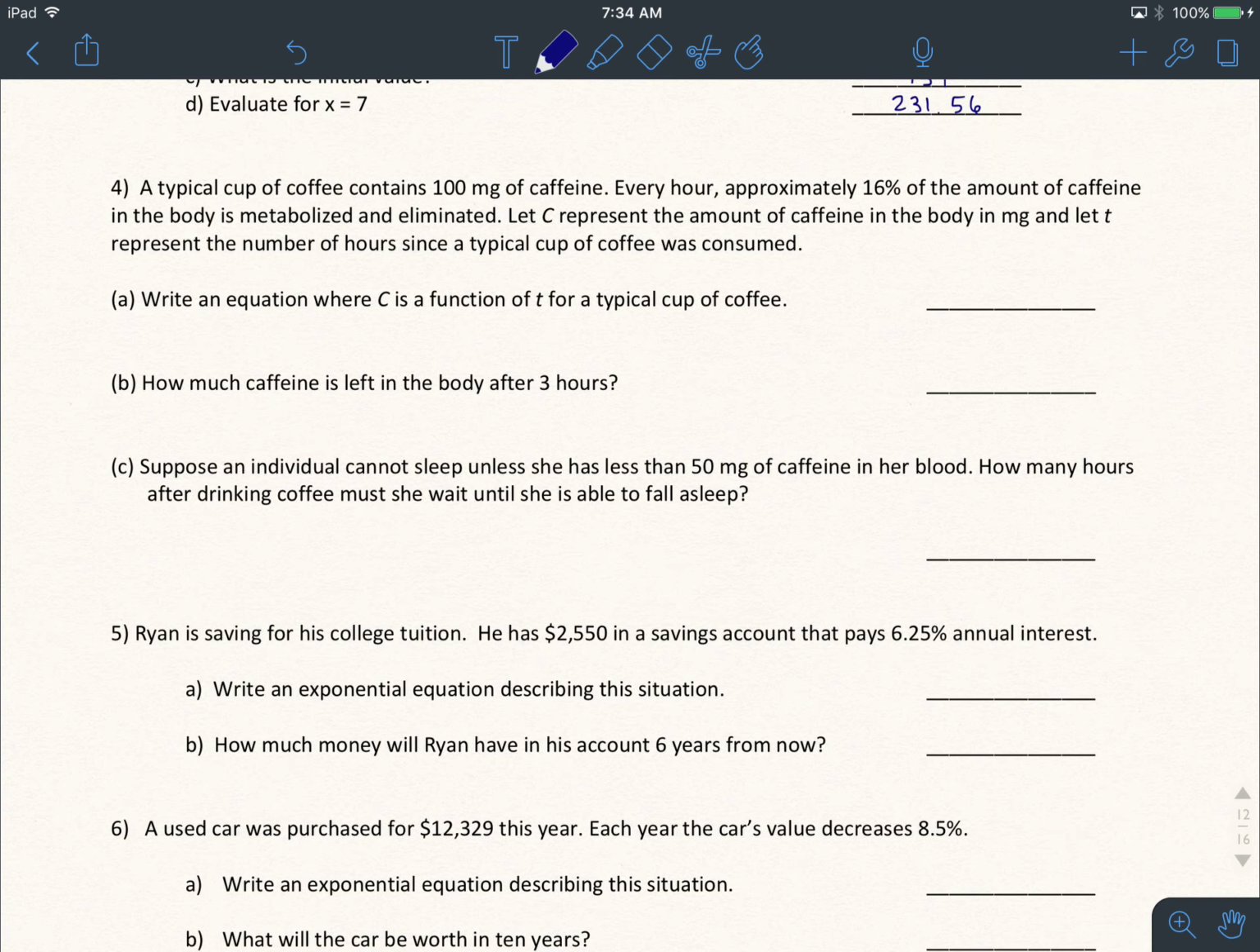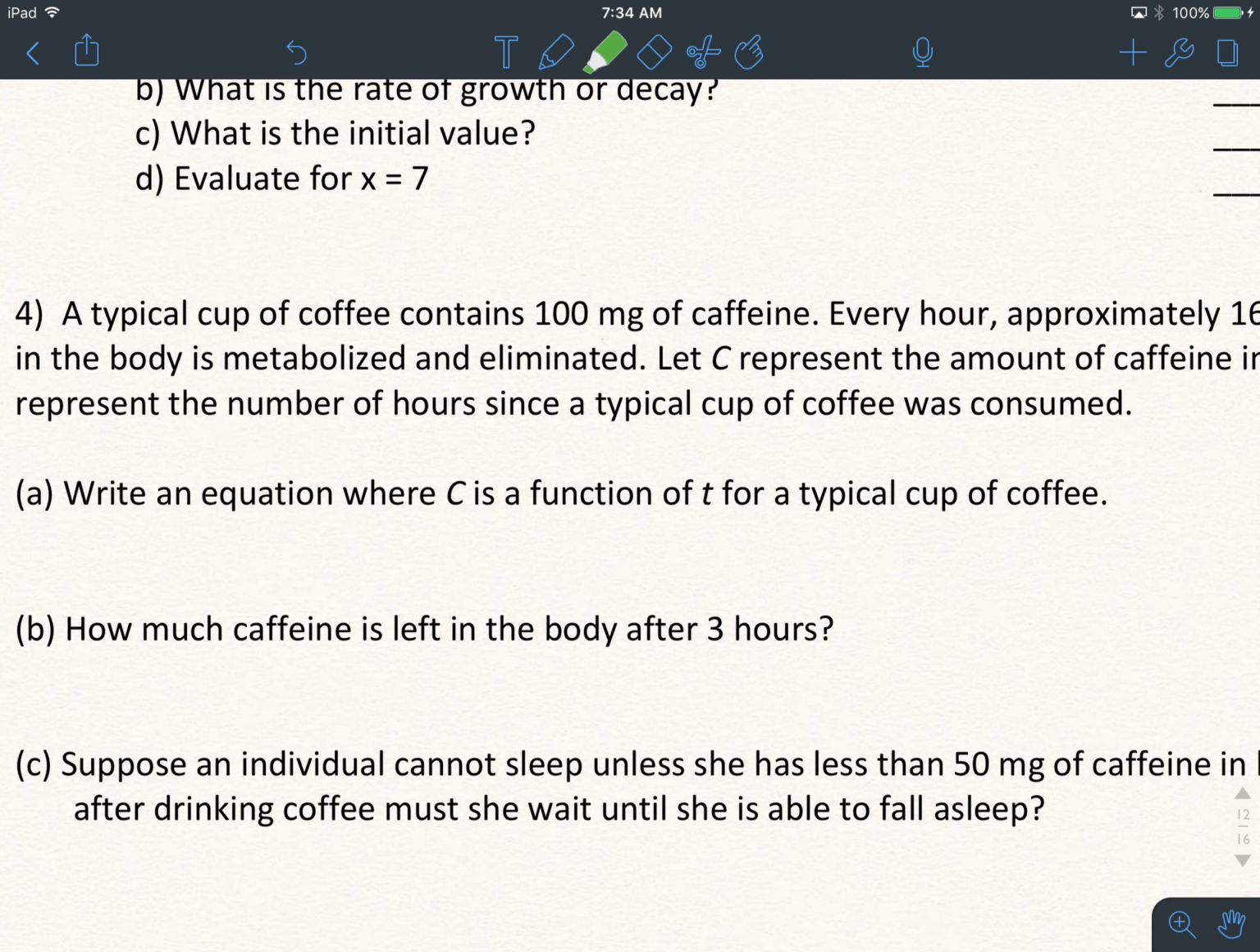Okay. First of all, let's look through the question for some clues here. So a typical cup of coffee contains 100 milligrams of caffeine. So that's going to be our A value. It tells you how much you start with.